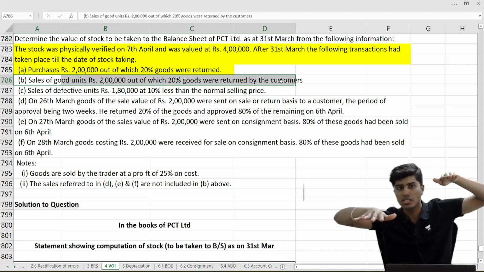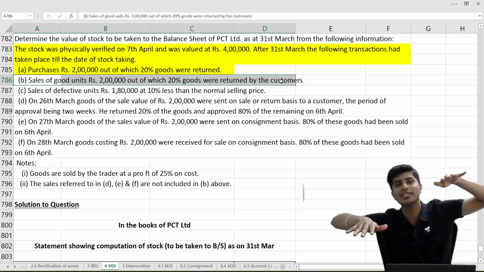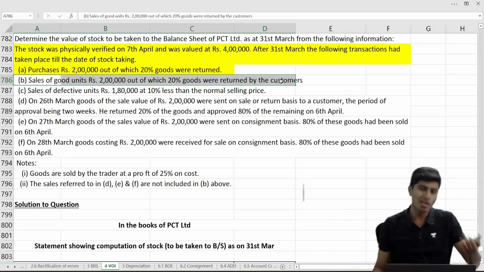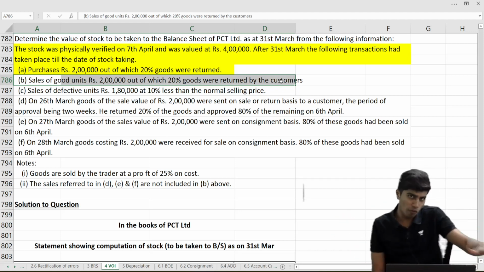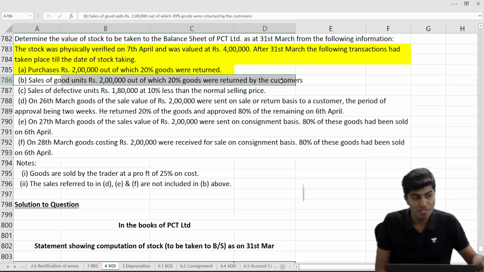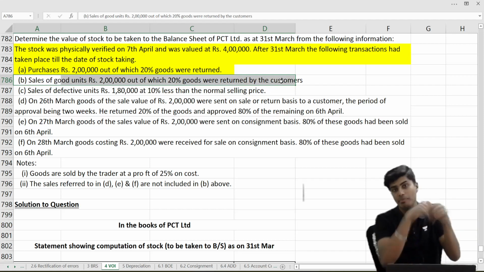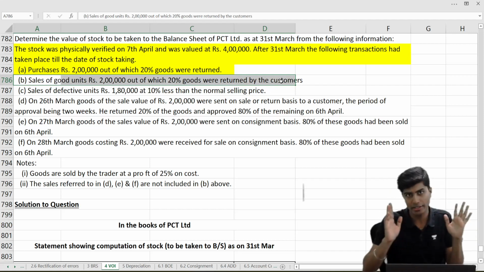So if we know this and if you have to find the stock as on 31st of March from the 7th of April stock, we need to add the sales that is made between these dates. In our logic, sales is outflow of goods. If you are going forward, you would have deducted. This is a backward problem. So outflow of goods will be added back. I need to add it.